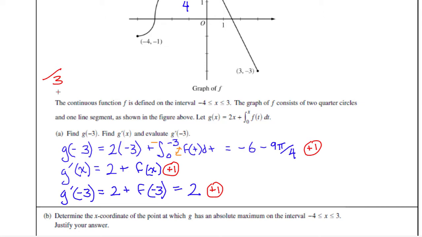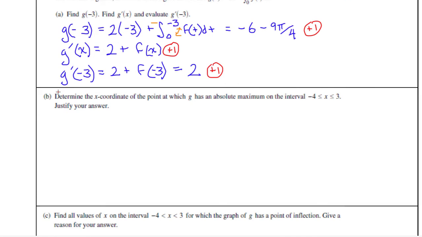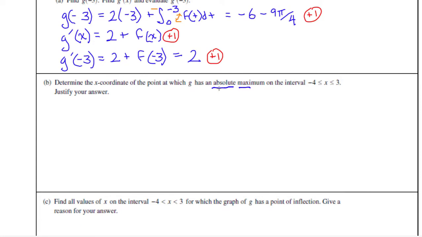We are on to number 2, part B. All right, we need to find the absolute max. Is that a table or is that a definition? Table. It is a table. Definition would have been what?